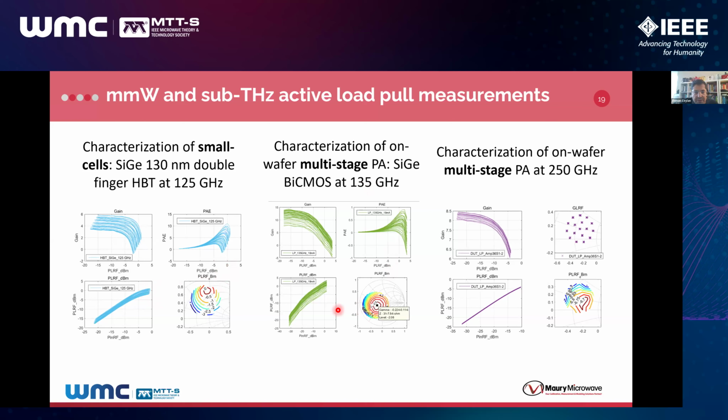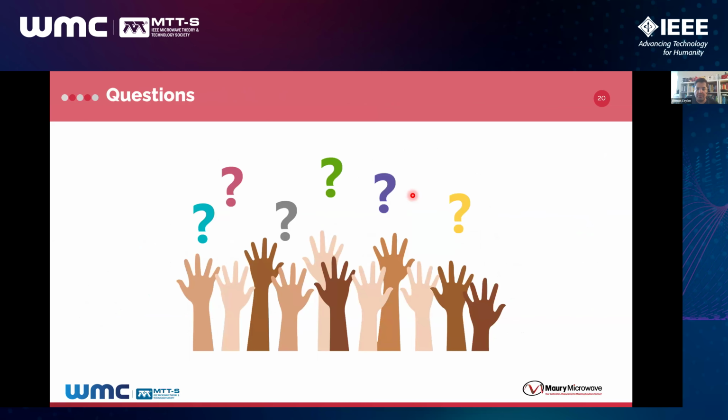The output power is getting closer to maybe 3 dBm-ish. Another example at 250 gigahertz, the output power is around minus 5 dBm, but you can still have closed contours. So again, these are lower power applications. You will see some very interesting applications in the following presentations. So that summarizes and concludes my presentation.